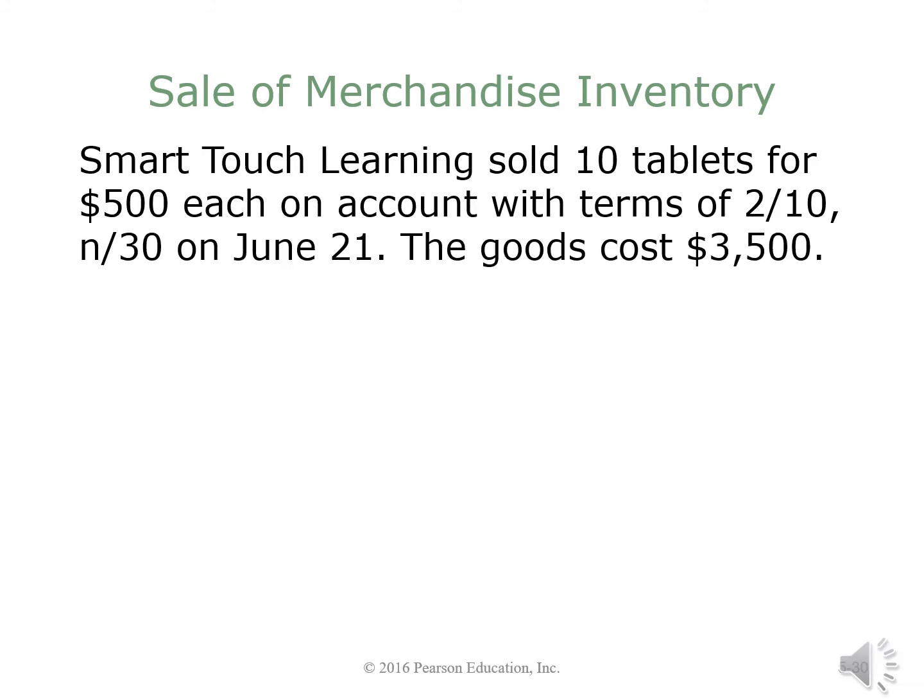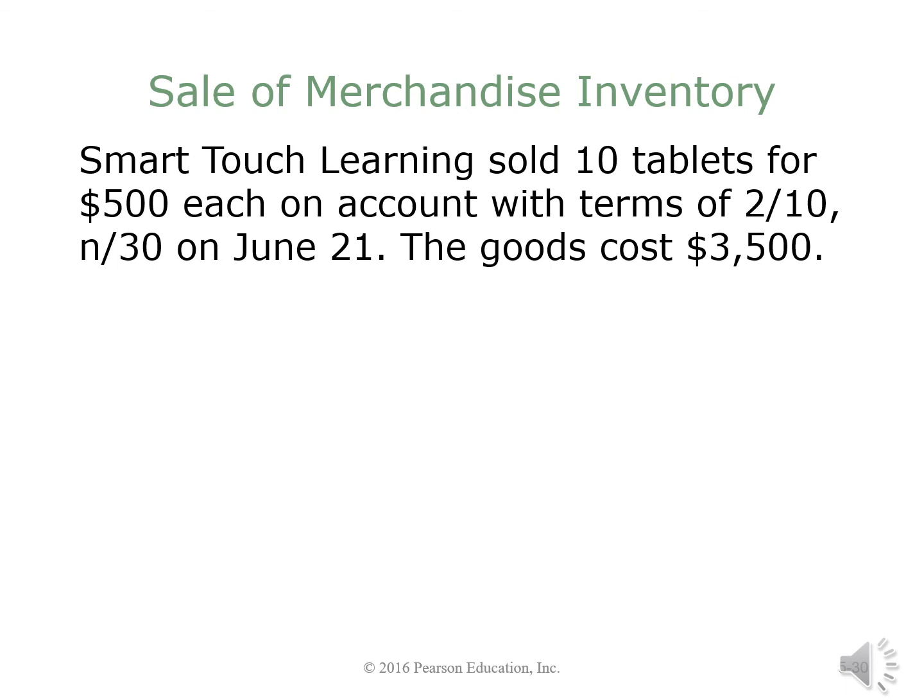Instead of cash, the next sale that Smart Touch Learning makes is on account. This is for 10 tablets that are sold for $500 each. They have given the terms of 2/10, n/30. That means a 2% discount if it's paid by the customer in 10 days. If not, the net of the invoice is due in 30 days. This all happened on June 21, and the cost of these goods is $3,500.